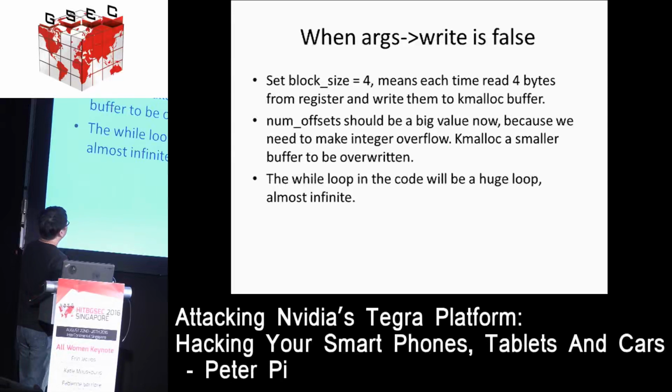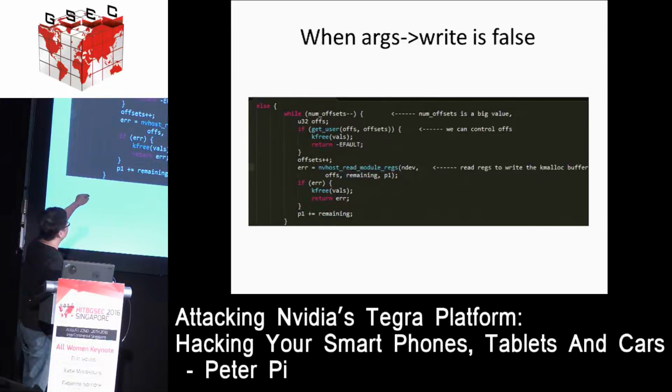This time, the number of offsets should be a very big value because we want to make an integer overflow. When the integer overflow happens, kmalloc will allocate a smaller buffer to be overwritten. So if the number of offsets is a very big value, the while loop in the code will be a huge loop, almost infinite. You can see the while offset. So if the number of offsets is a very big value, the while loop is almost infinite.